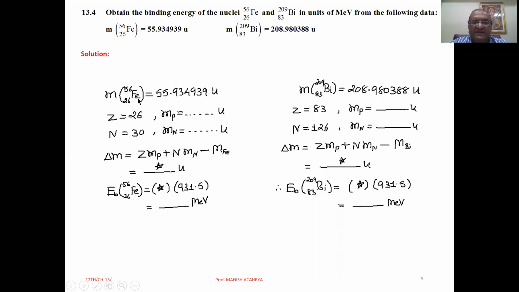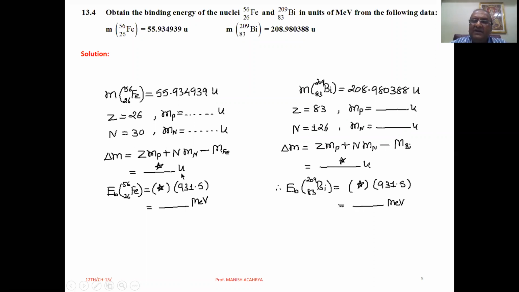So mass of 26Fe56 atom, that is given to you. Now in this Fe atom there are 26 protons. Total number of nucleons 56. So 56 minus 26, that is 30. That is the number of neutrons. Mass of proton, mass of neutron, that is given to you. So mass defect, that is ZMP plus NMN minus MFe. Here substitute all the values of ZMP, NMN and mass of Fe. Solve it, you will get mass defect in terms of U.